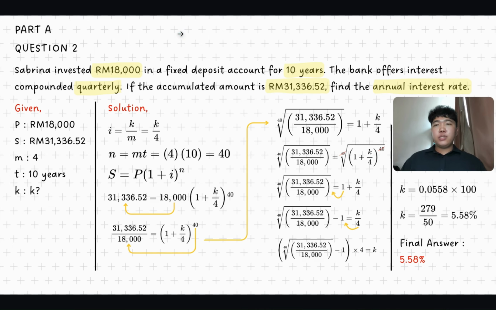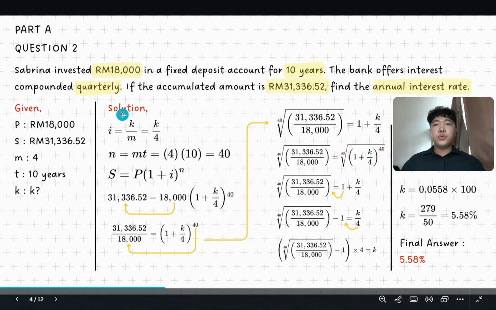So we are moving to question number 2. Sabrina invests 18,000 ringgit in a fixed deposit account for 10 years. The bank offers interest compounded quarterly. If the accumulated amount is 31,336.52, find the annual interest rate. So this is the information given, and we need to find the value of K.